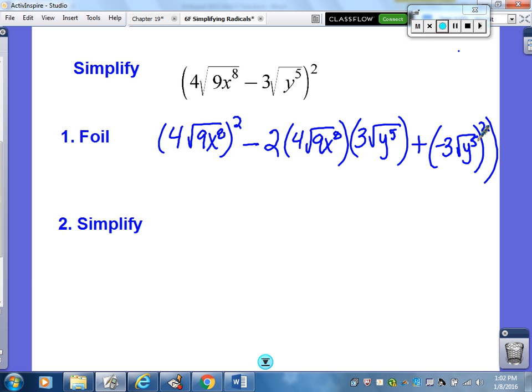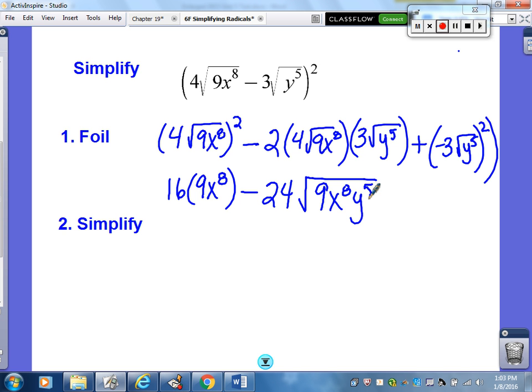All right, so 4 squared is 16. The square root squared is going to give me 9x to the 8th minus, all right, this is 8 times 3 is 24. These are not the same radical, so I have to keep that radical. I can only get rid of the radical if I have the same thing multiplied by itself. So I'll have to keep that. And then finally, negative 3 squared is 9, and then when you square a square root, you're going to get that term back again.